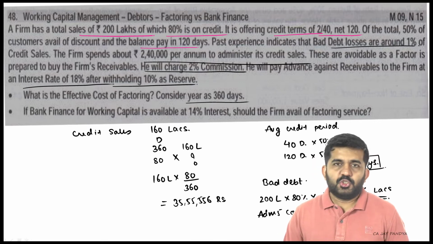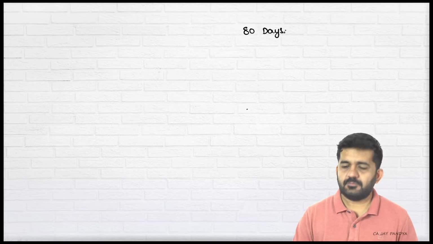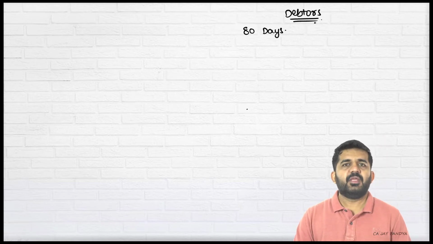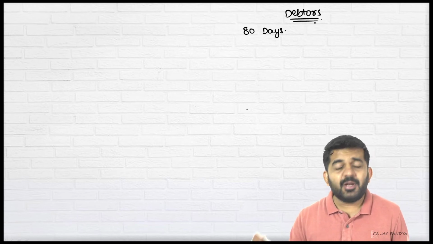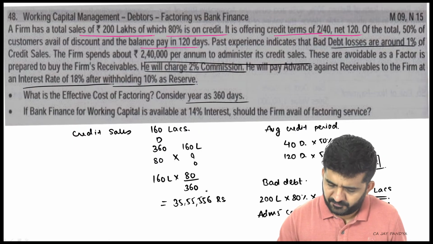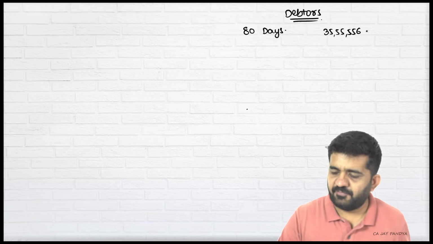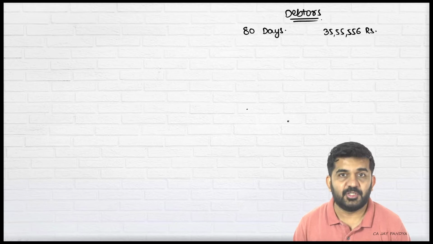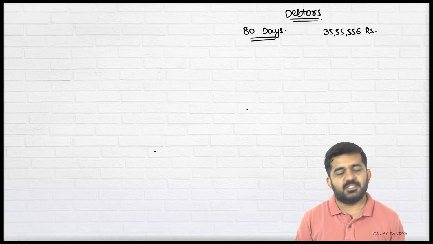So please try to understand what will happen. For 80 days, there will be debtors, then it will rotate. Next 80 days, there will be the next debtors. For 80 days, there will be debtors of 35 lakh 55,556 rupees, for which I will be hiring a factor. Let me calculate only for 80 days. So all the calculation will be for 80 days.